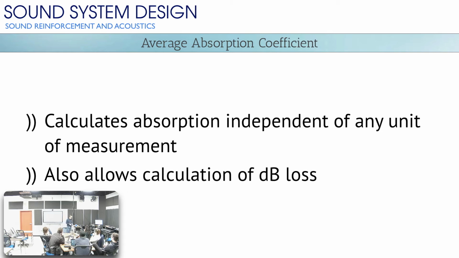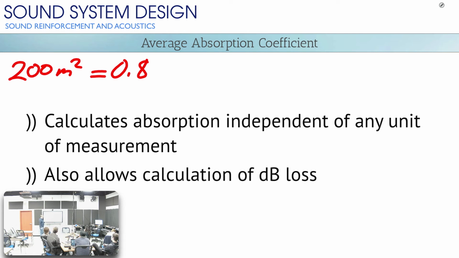So let's say you had a room, and we'll do this in meters just to prove the point. It had a total of 1,000 square meters of total surface area. I'm talking about the floor, the ceiling, and the walls. So you add all that surface area together, and it's 1,000 square meters. Let's say 200 square meters of this material is some sort of stuff that has an absorption coefficient of 0.8. And the other 800 square meters has an absorption coefficient of 0.1.